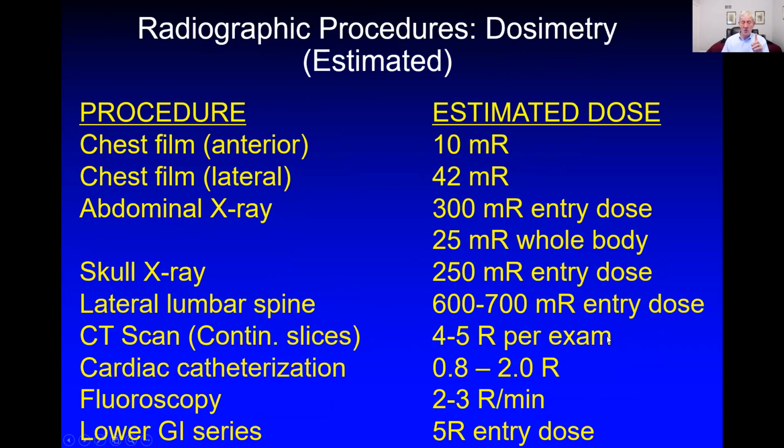That's not a whole body dose. That's a target organ dose. For example, if you had a CT of the head, you get 4 to 5 rems to your head, but the whole body dose might be a couple of 100 millirems. Fluoroscopy, very high dose, 2 to 3 rems. That's 2 to 3,000 millirems per minute of fluoro time. So if you have what we like to call a lead-footed radiologist, you could get a significant dose.